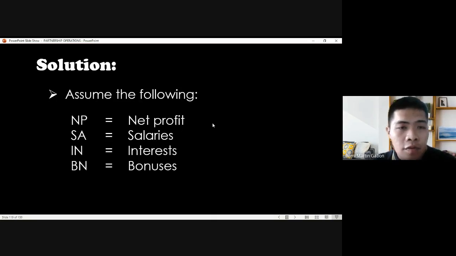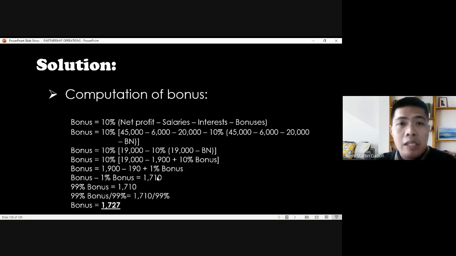NP is net profit, SA for salaries, IN for interest, BN for bonuses. So, we're going to use this acronym. Magiging acronym yung mga terms na to. So, yan. Mas magulo na. So, yung si bonus, i-express natin as 10% of net profit of 45,000 before or after salaries, interest, and bonus, BN. Yan. Ito yan siya.